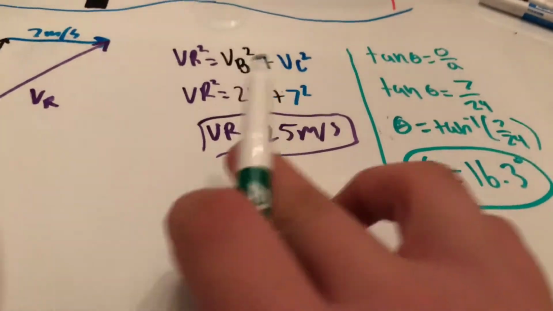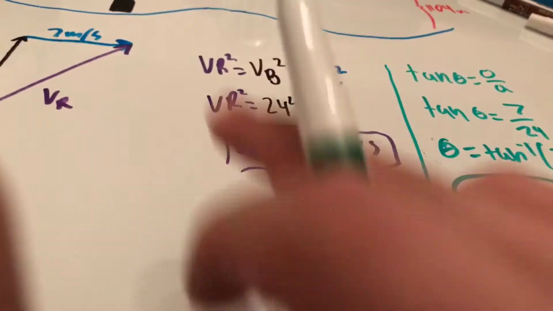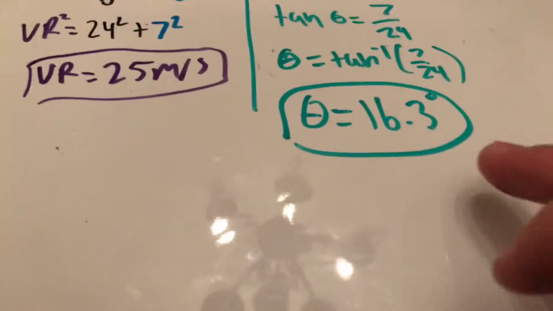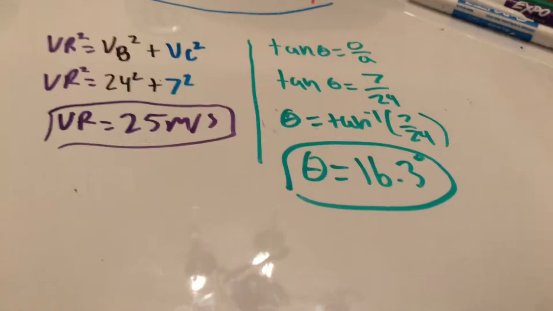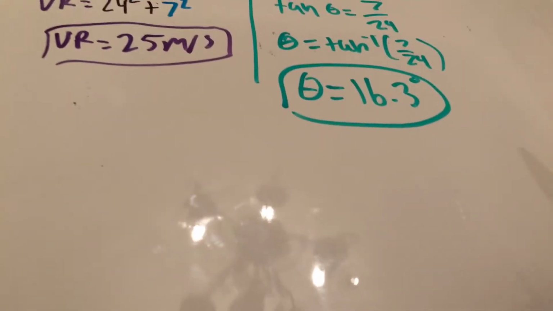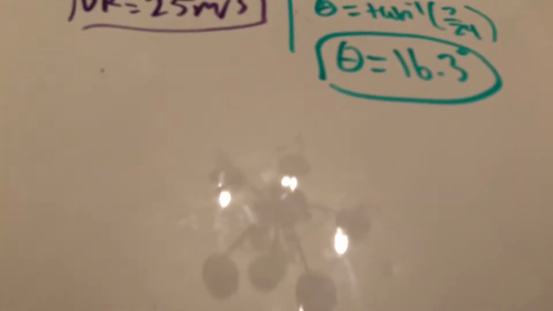So we found our velocity relative to the two velocities, and we found the angle at which it will be going across the river. And so the next question is, how far downstream will you land on the far shore?